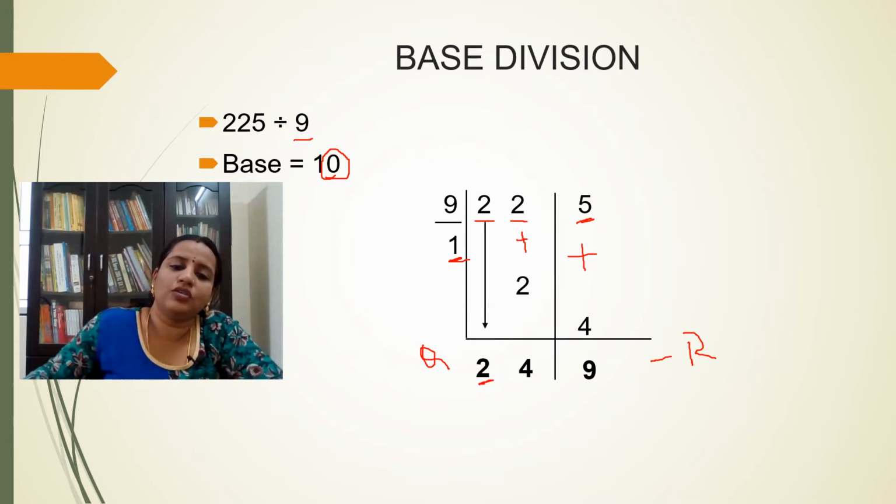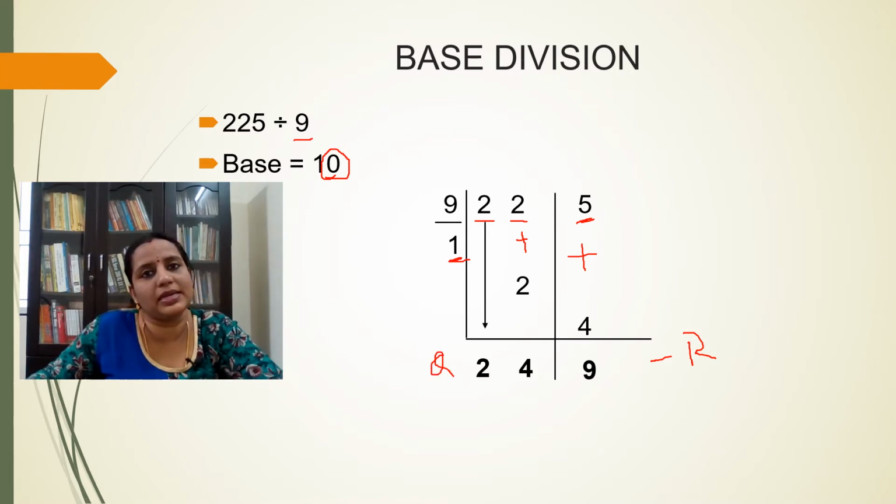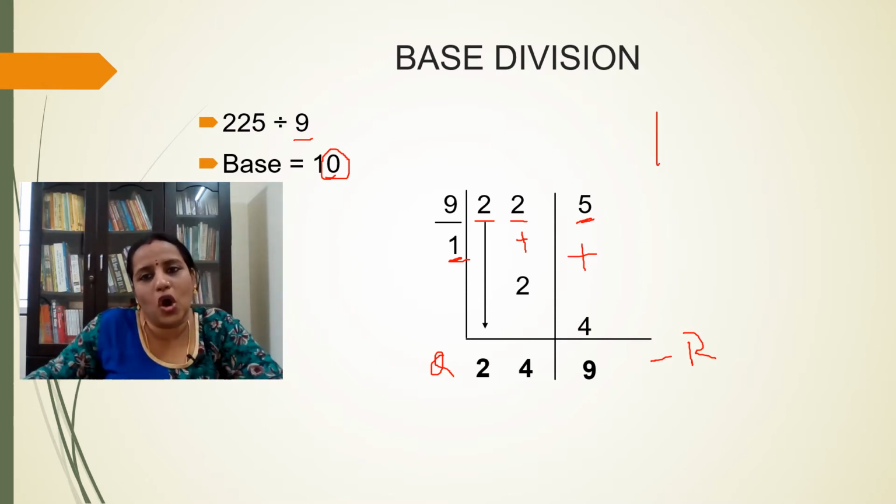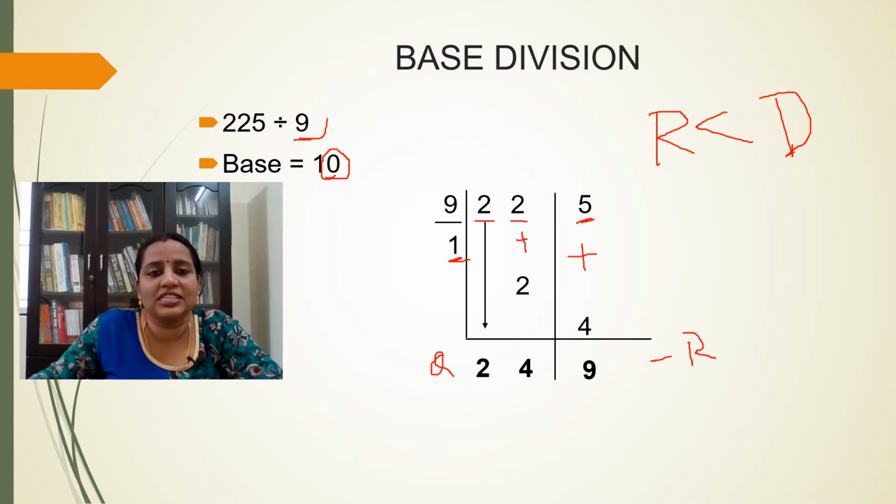Next step, what I have to do? See here, usually we'll just go on with it. Quotient is equal to 24 and remainder is equal to 9. But in division, how should a remainder be? Remainder should always be lesser than a divisor, isn't it? Yes, the remainder should always be lesser than a divisor. Here the divisor is 9 and my remainder which I have got is also 9. How could it be? Can I take this remainder as 9? No, I'm not supposed to do so.